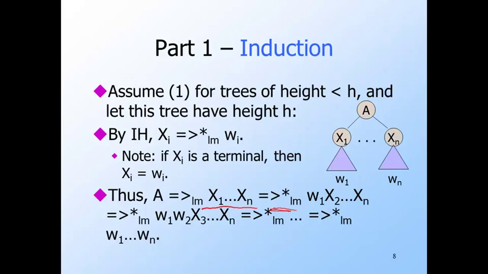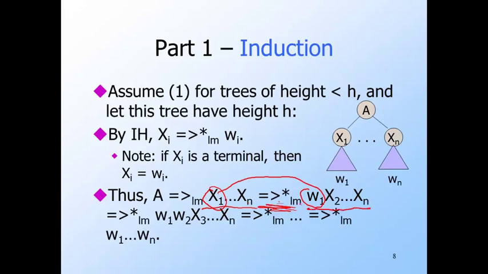On the other hand, if x1 is a variable, then we apply the inductive hypothesis. The subtree with root x1 and yield w1 has height at most h minus 1, so there is a leftmost derivation of w1 from x1. In that case, this x1 has been replaced in a leftmost derivation by w1, and this star represents all the steps that were necessary to replace x1 by w1. Either way, we can conclude that there's a leftmost derivation of w1 x2 through xn.